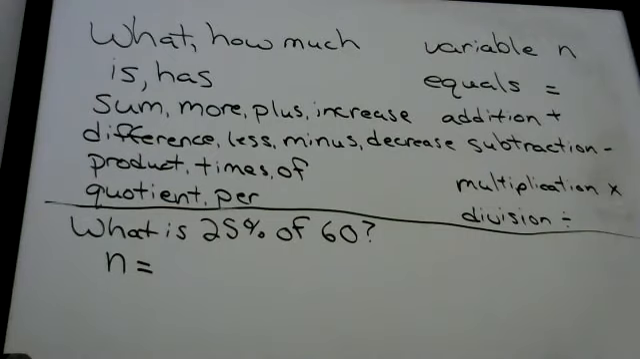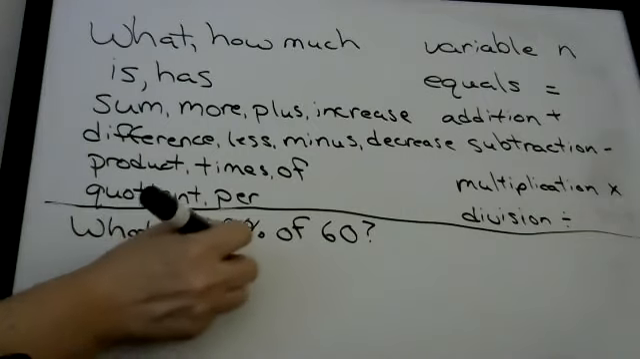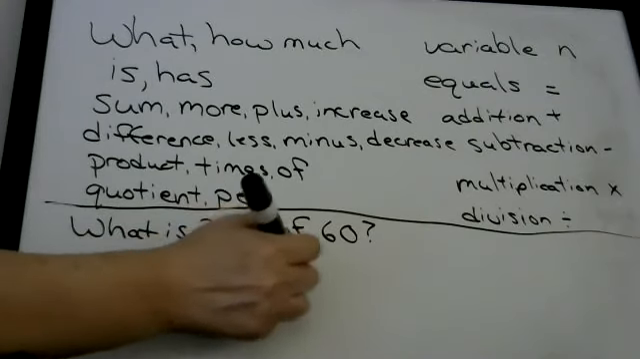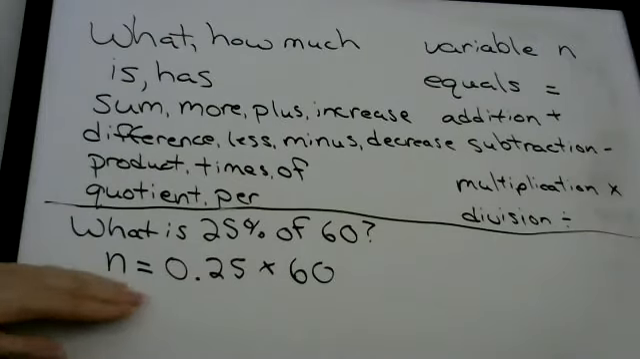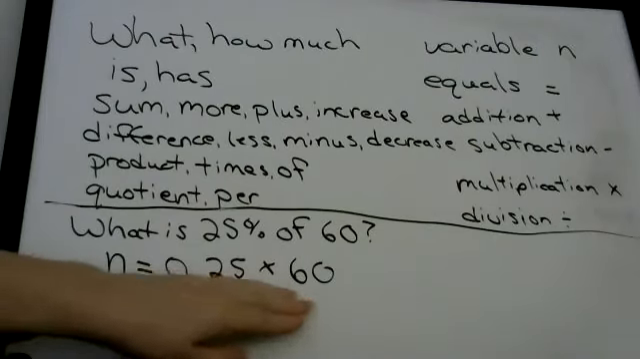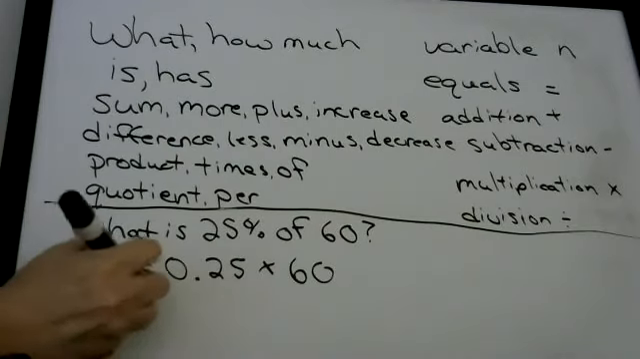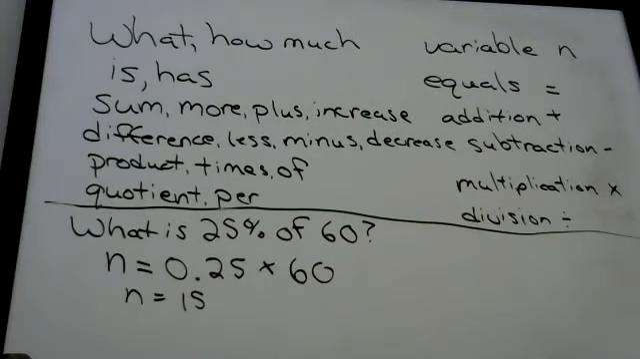Now you need to know how to write that as a decimal number. If you don't know how, you need to watch the video on percentages. I'm just going to assume you know that. We write that as 0.25. Of means times, or multiplication, 60. So to figure out what is 25% of 60, it's 0.25 times 60. And so the answer is 15.